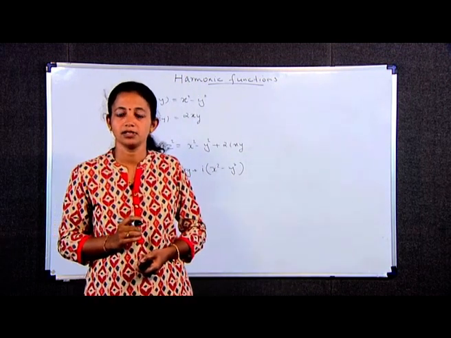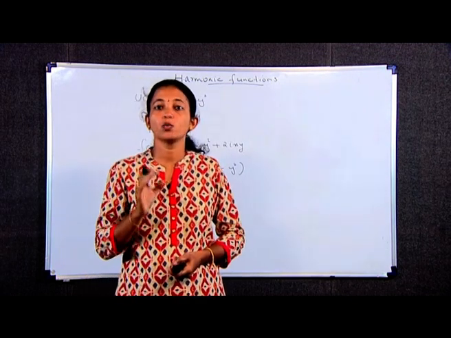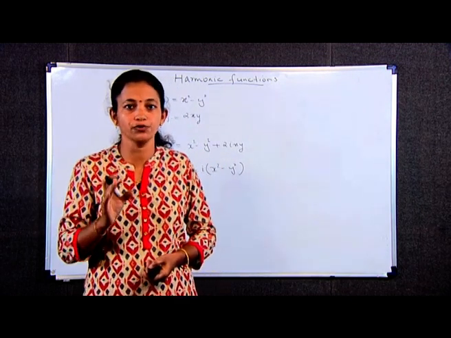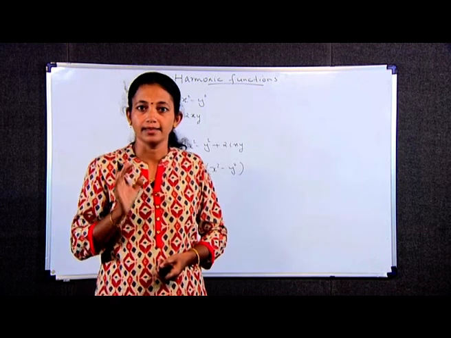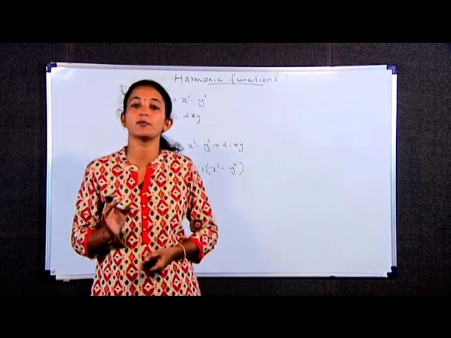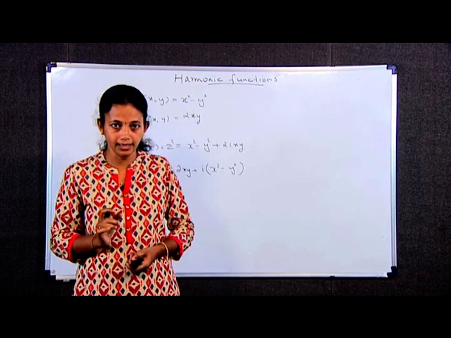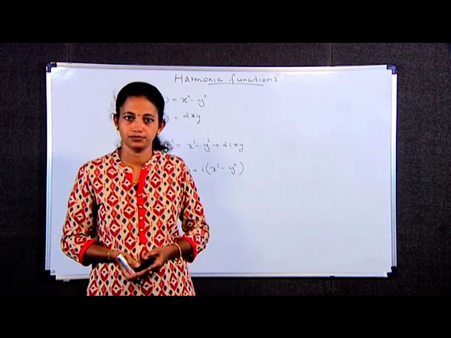Next example, here we have to prove that if v is a harmonic conjugate of u in a domain D, then minus u is a harmonic conjugate of v in D and conversely. Solution.